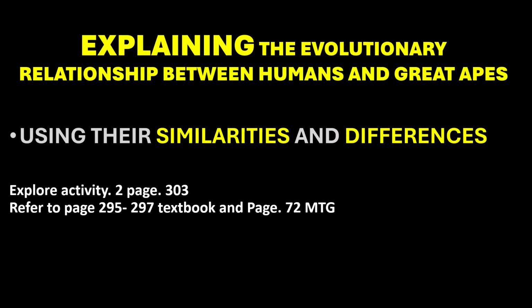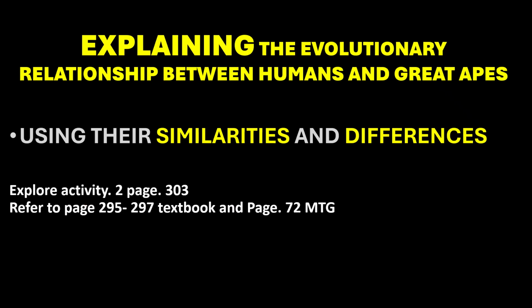Now we'll go on to another aspect that deals with explaining the evolutionary relationship between humans and great apes. Now here we have to prove why evolution claims we are related to apes. If we're related to apes, there are two ways we can observe it. So we can only explain it using the similarities and then the differences. You can explore your notes or your textbooks.